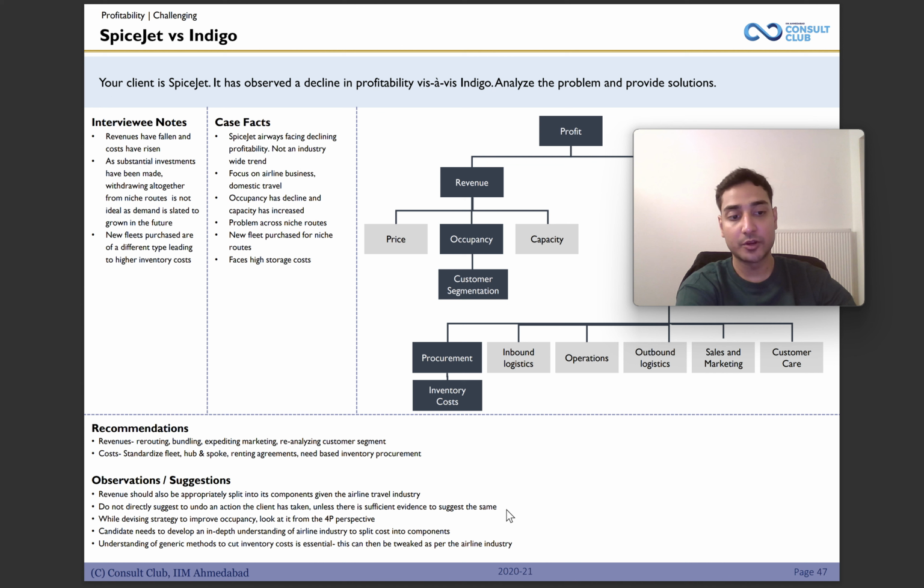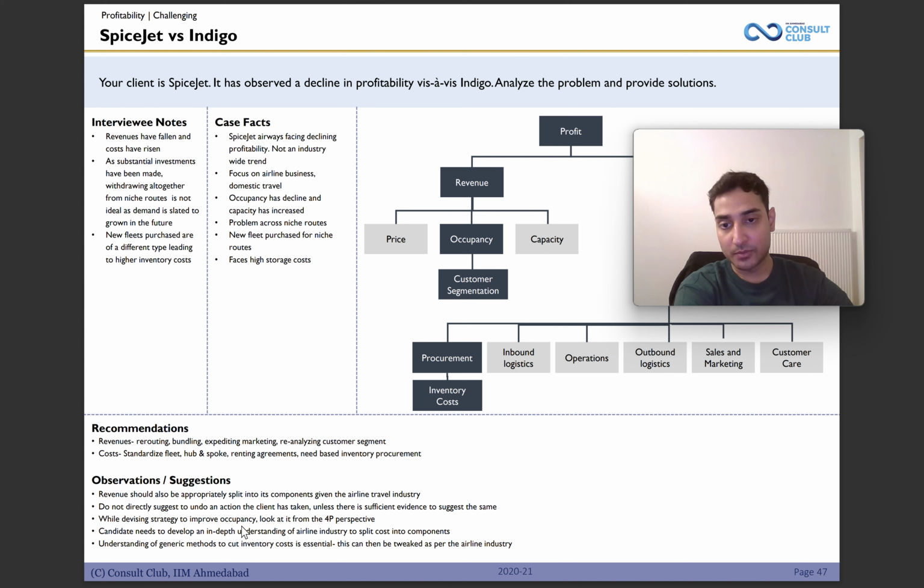When you're providing suggestions and recommendations to improve the current problem, you cannot directly suggest that the airline should stop operating on niche routes for now because it's not getting as much occupancy as the conventional routes. You really have to think in the shoes of the client: will the client be open to implementing that? You cannot directly negate what the client has already done. So it's a good thing the candidate didn't say to stop the operation of those flights on niche routes directly, but in some way he mentioned rerouting it to conventional routes and reanalyzing the customer segment.